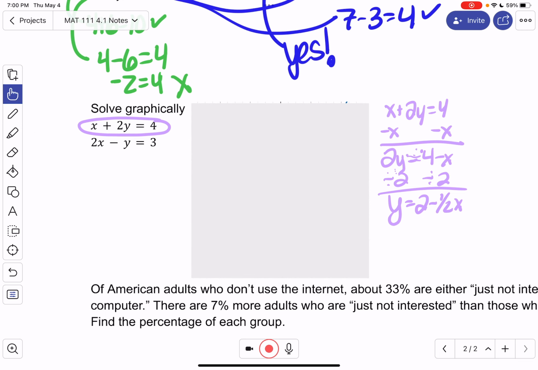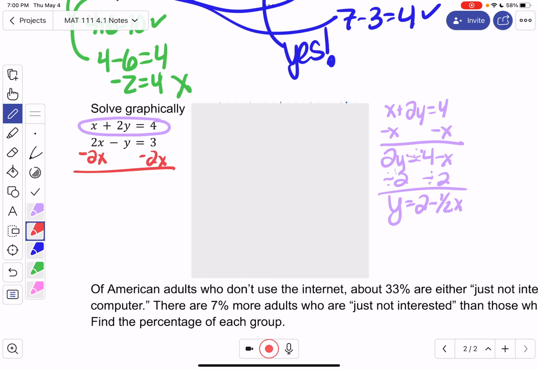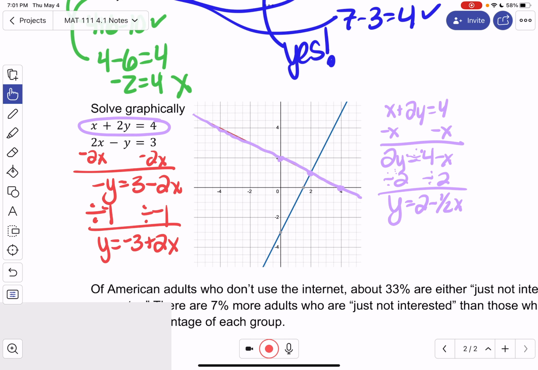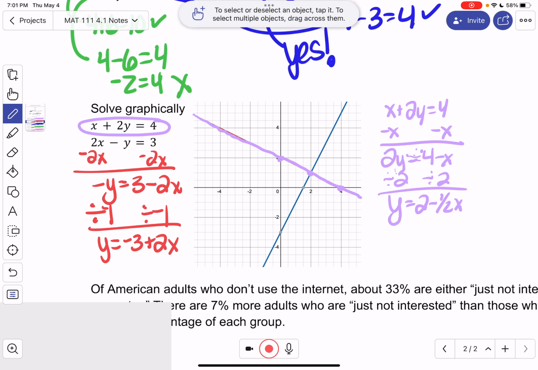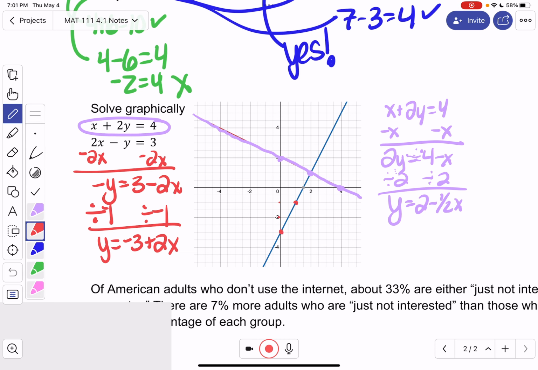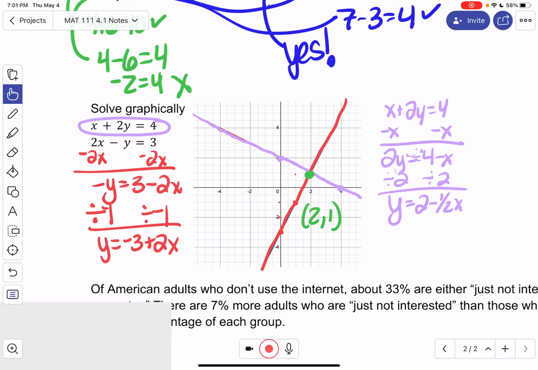Now let's do the other one. I'm going to subtract 2x from both sides. Negative y equals 3 minus 2x. Divide everything by negative 1. y equals negative 3 plus 2x. So to graph that, we'd start at negative 3 and go up 2 over 1. And we have that line. The point where they cross, 2, 1, would be our solution. If we plugged that into both equations, it would work. If we graph them, it's where the lines cross. That's how that works.